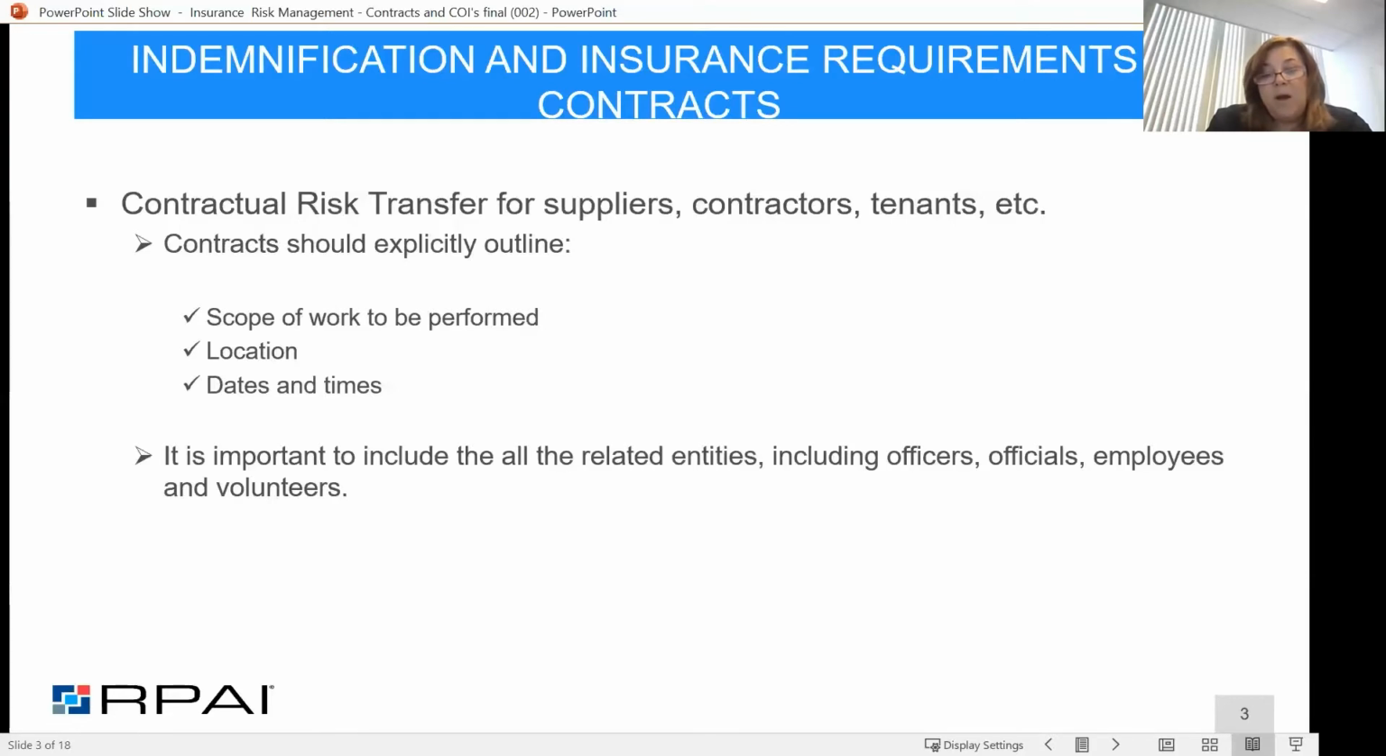The final part about that is that you also want to make sure that you're including all the related entities. Again, the example for us as a landlord is that we have the ownership entity for our shopping center. We also have a management company, and a lot of times there's a condo association that's involved. So are we making sure that we're protecting and listing all of those entities so that if there's a claim, because believe me, the attorney is going to look and get everybody that's at all connected to that property, and name them in the suit?